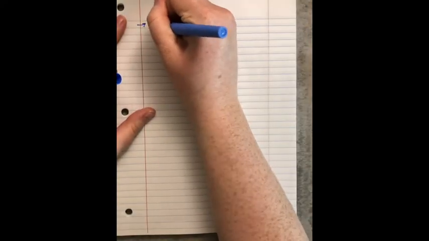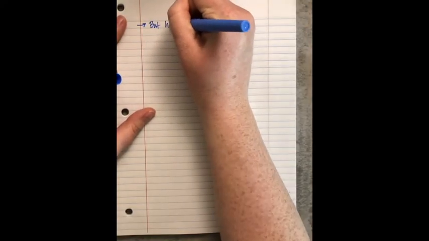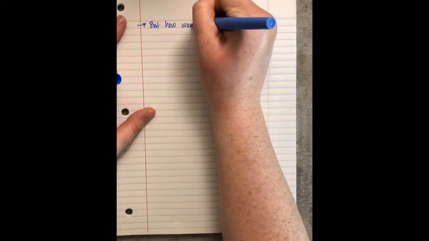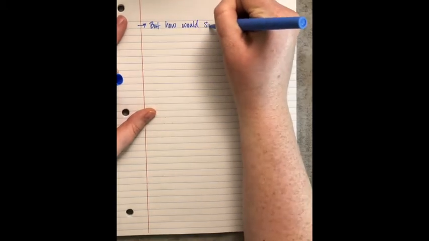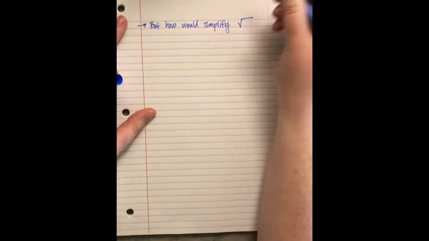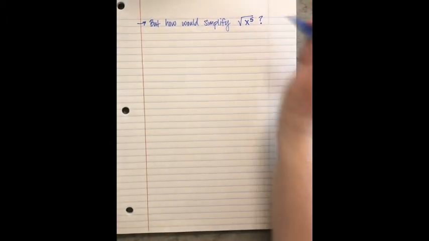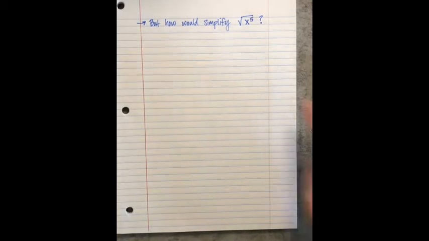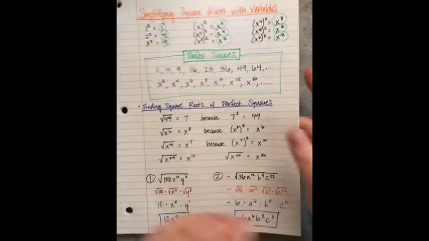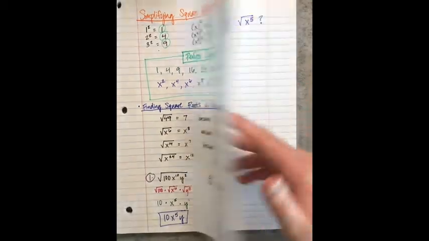Okay, so let's ask ourselves that question. Let's just write it down so we have it in our notes. How would you simplify the square root, and let's do x to the 5th power? How would you simplify square root of x to the 5th? And notice x to the 5th is not listed in our perfect squares.